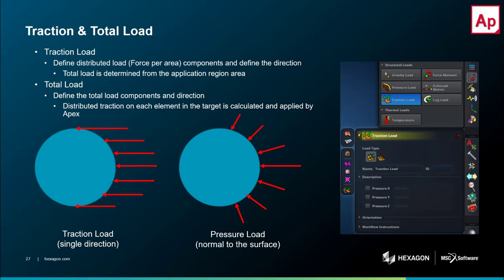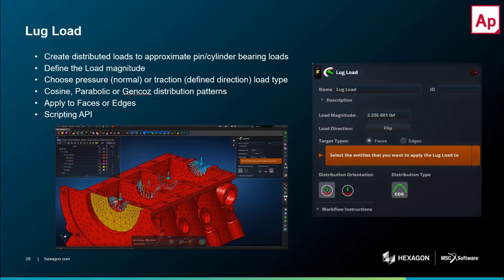Next, Apex supports traction and total load, now in 2021.2. Previously, Apex supported pressure load, which you can see is normal to the surface. If you want a single direction load, you can now define that inside of Apex as a traction load. There are 2 ways to define your traction load. You can define it as a distributed load or a pressure, or you can use the icon next to it and define it as a force.